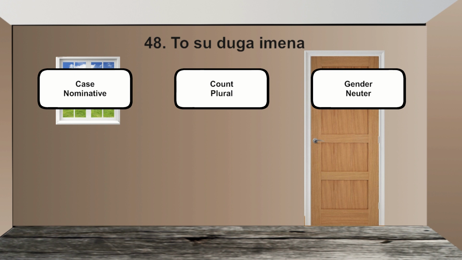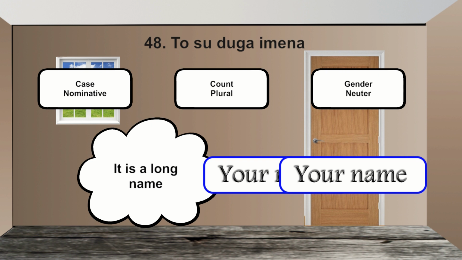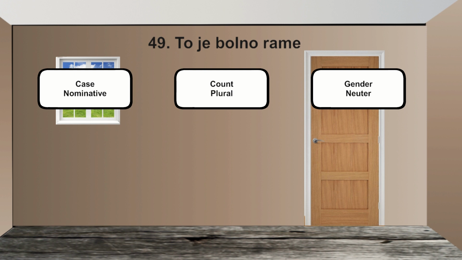Question 48. Pitanje 48. To su duga imena. And again. To su duga imena. This is another irregular one. It is plural and neuter as they both end in A. Here, though, instead of having ima as the plural form, it is lengthened to imena. They are long names.